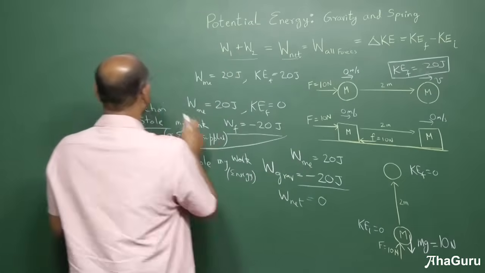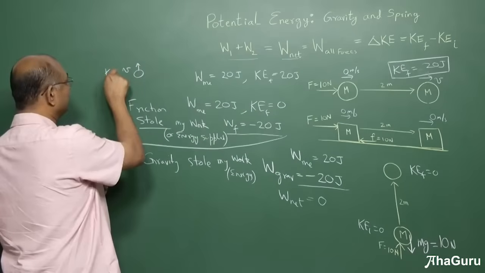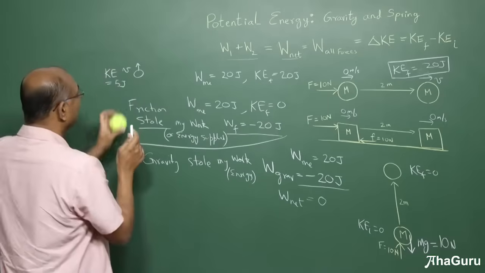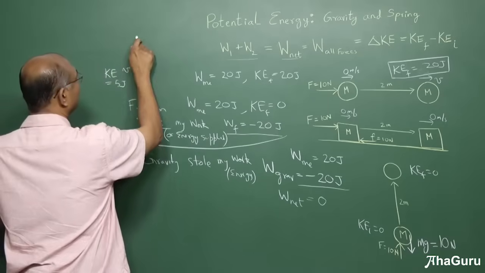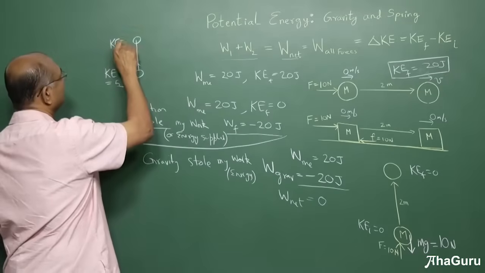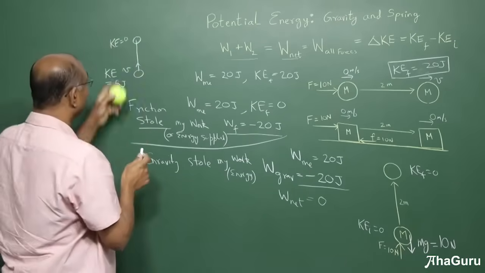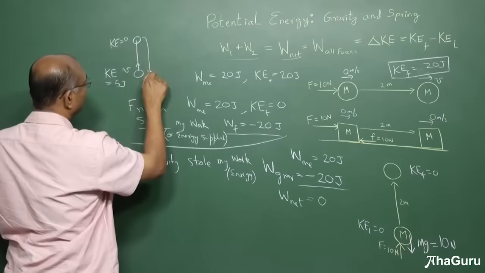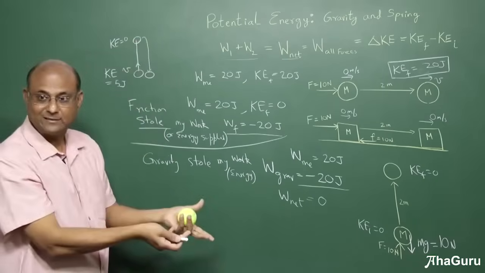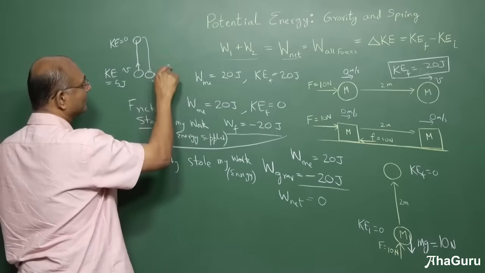So in fact, if this fellow had some velocity v, that means some kinetic energy, let us say 5 joules. When I throw it up, the ball goes up. At that point, what is the kinetic energy? 0. But then the ball doesn't stay there forever. The ball comes back. When it comes back, gravity gives back that energy. So when it comes back here, it comes back with 5 joules.